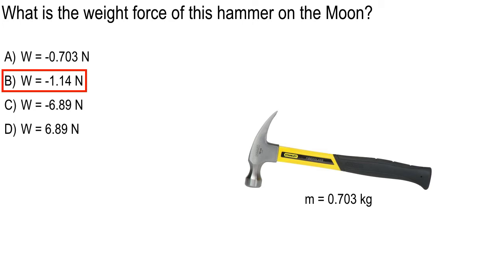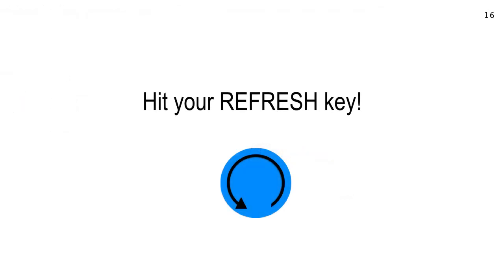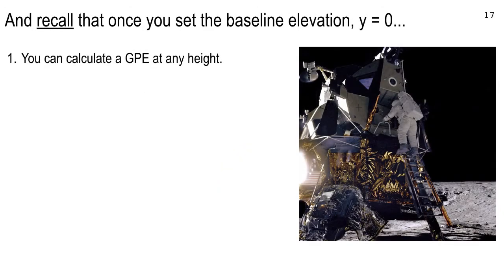So that's good. Okay, hit your refresh key because we're going to do a numeric calculation now. Before we do that, let me just review the strategy. For any kind of free fall situation, whether you're on the moon or the Earth or some exoplanet orbiting another star, once you set the baseline elevation, for instance the surface of the moon, you can calculate the GPE, the gravitational potential energy, at any height.